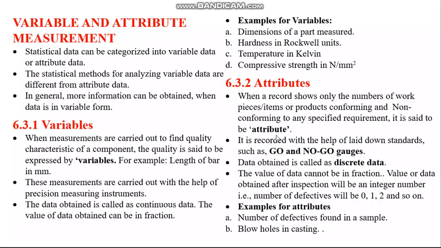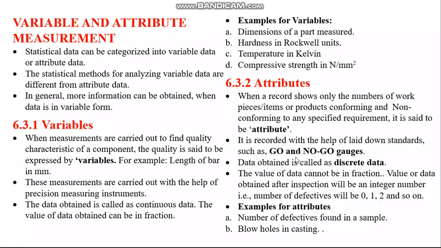The data that is given in numbers. Okay, see, such things are attributes. It is recorded with the help of laid down standards such as go, no go gauge. Here it is not a precision measuring instrument with millimeters, centimeters, and fractions of millimeters. Here it only has go or no go, such simple things.